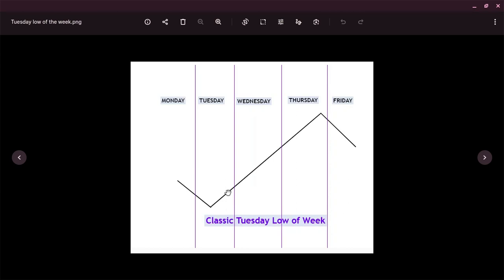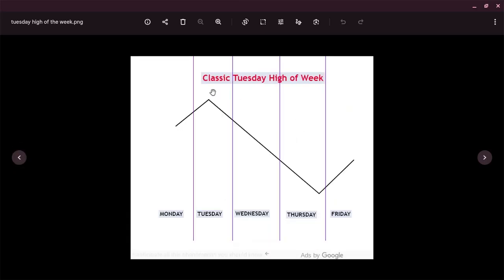And then keep holding it till Thursday. Look for a PD array over here or your drawn liquidity. The opposite is the classic Tuesday high of the week. Monday consolidates, manipulates Tuesday, distribution, and then Thursday reversal, and Friday close. These are the ICT's weekly profiles.